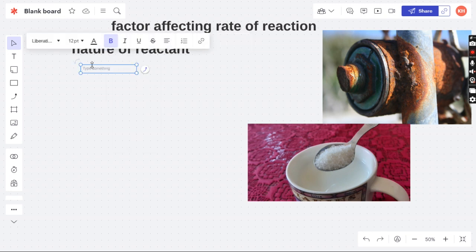Some reactions are fast, they occur in an instant of time, while others are too slow, so slow that they take way too long to get done.